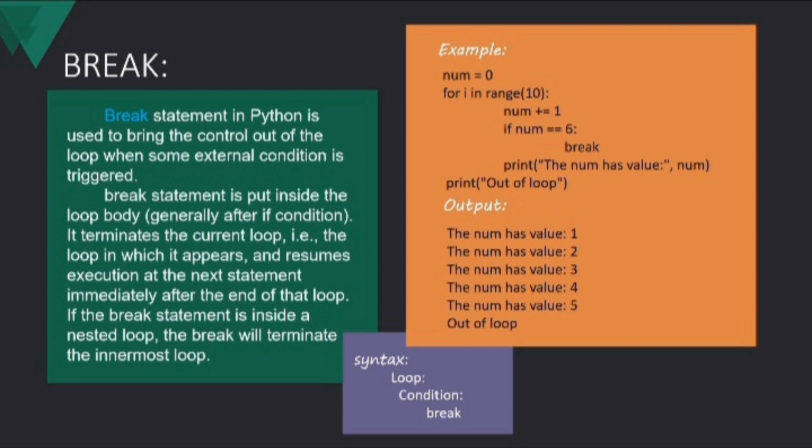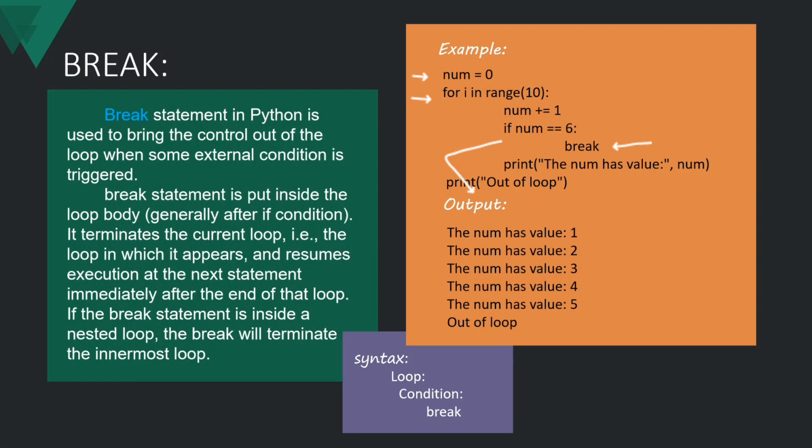Now look at the example. Initially, take two variables num and i. Initialize num with 0 and i must be in the range of 0 to 10. Now increment num with 1. num is equal to 1. It doesn't enter the if block but prints the value 1. This process continues till 5, but when num is equal to 6, it enters the if block. The break condition is applied, so the execution controller comes out of the innermost loop, that is the if block. So "out of the loop" is printed because it is in the outermost loop.